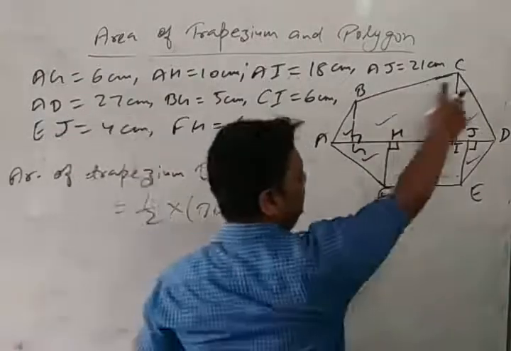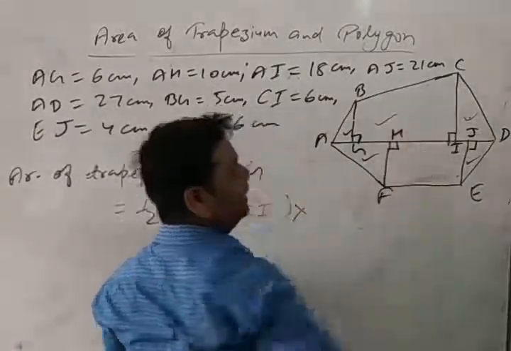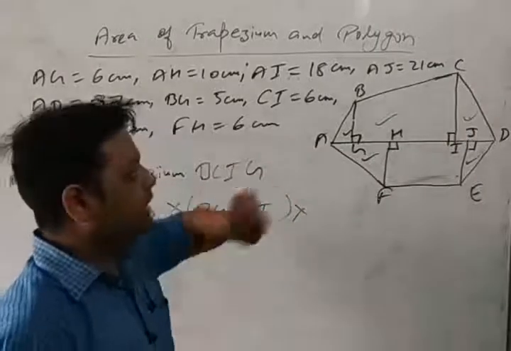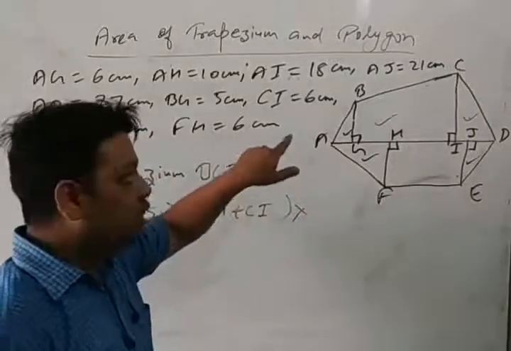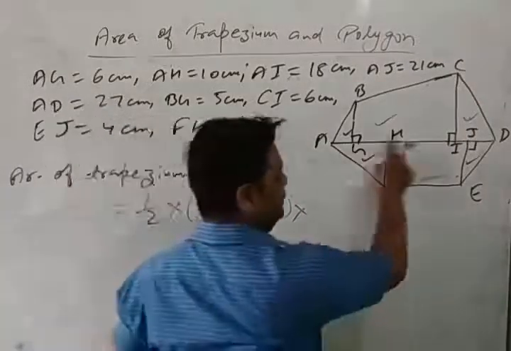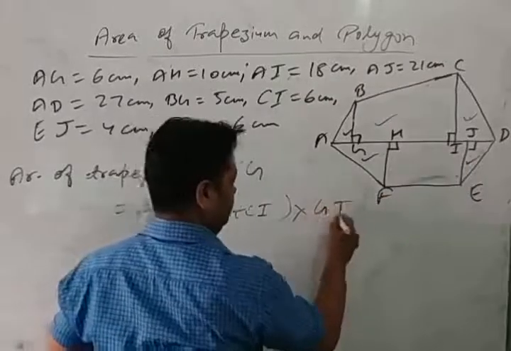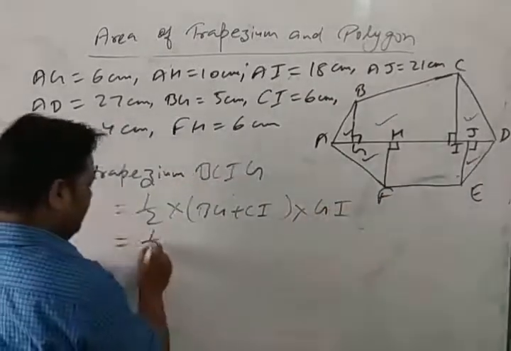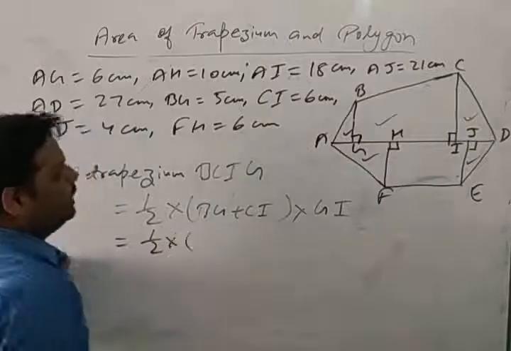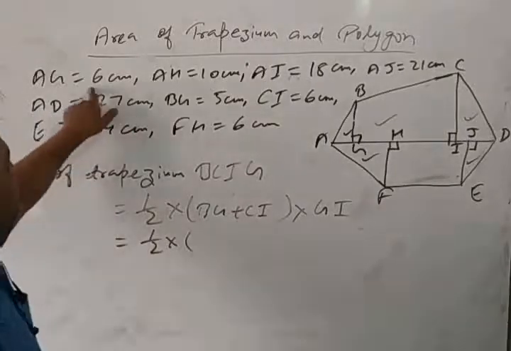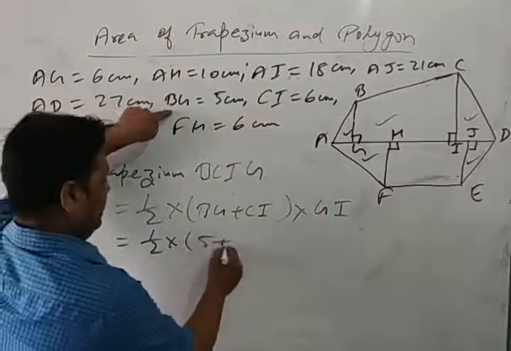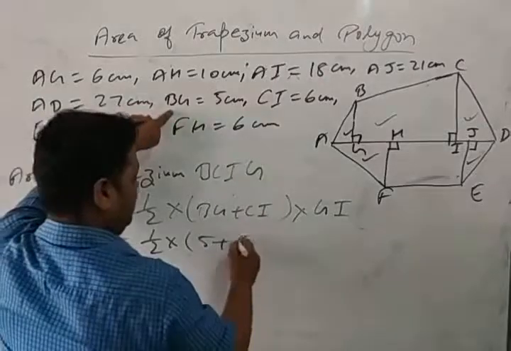Height is what? This one? No, this is a slanting line, and this is a slanting line. It means it is not the height. The height will be GI. Now 1 by 2, put the value. BG value is given, BG is 5 and CI is 6.